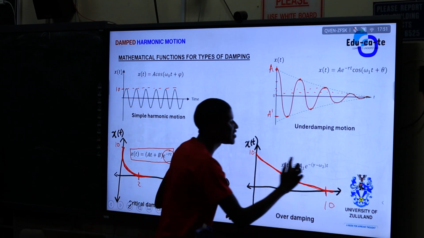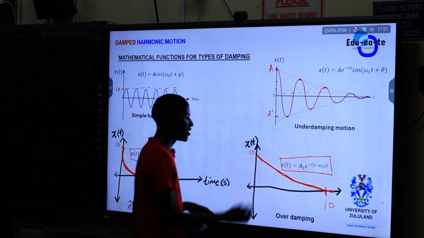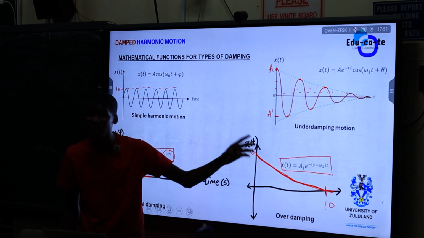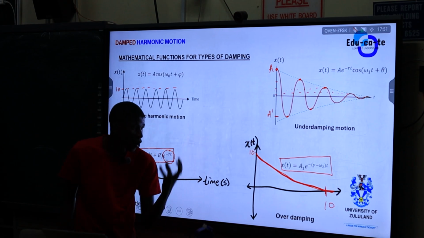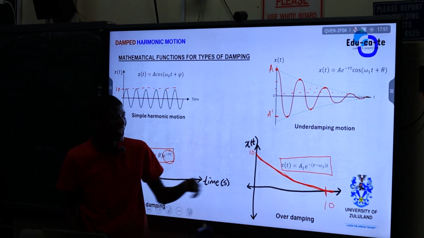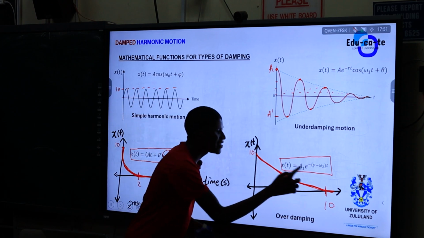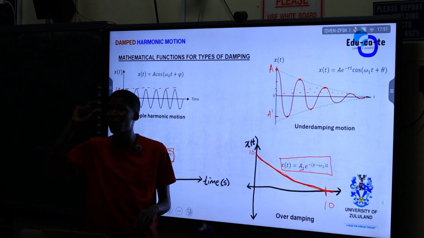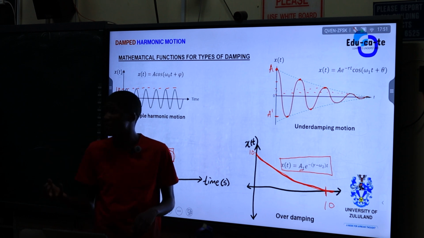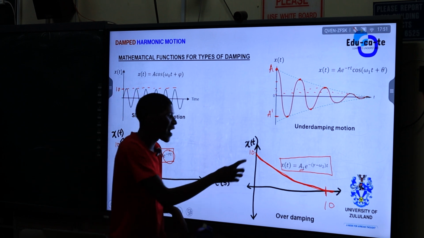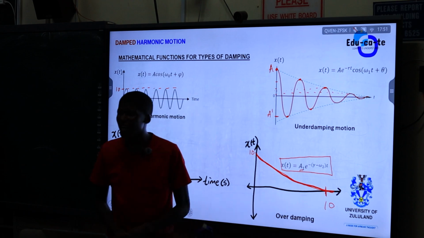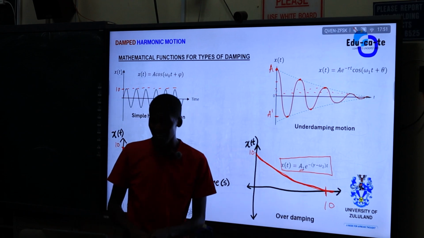And this is the equation describing the position of that particular object, of the block connected to a spring, as a function of time. Here A1 is the amplitude, the first amplitude or stretch. It will decrease to what? To 0. Is that clear? Yes.